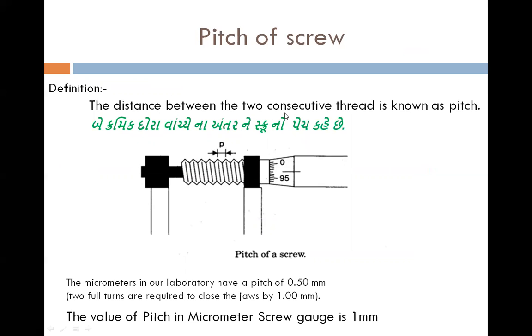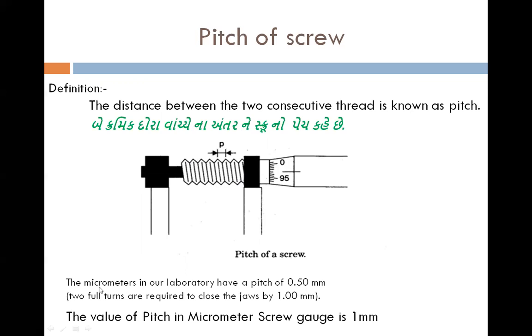The distance between the two consecutive threads is called as pitch, first of all. I said it, okay, this is the anvil part, this is the screw part. એ જે આ સ્ક્રૂ છે એ સ્ક્રૂમાં બે ક્રમિક આંટા વચ્ચેના અંતરને પીચ કહે છે. The value of pitch is 1 mm.